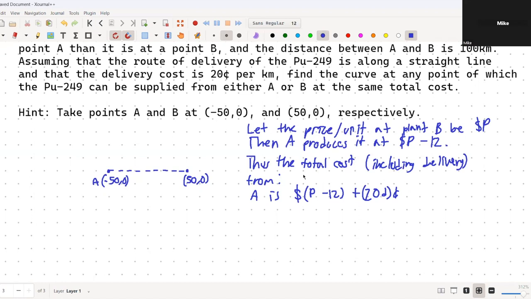So, square root of (X minus X plus 50) plus Y square. Ito yung distance. Tapos, yung cost ay 20 cents per unit. So, times 0.20 per unit. Okay. Tapos, total cost per unit.